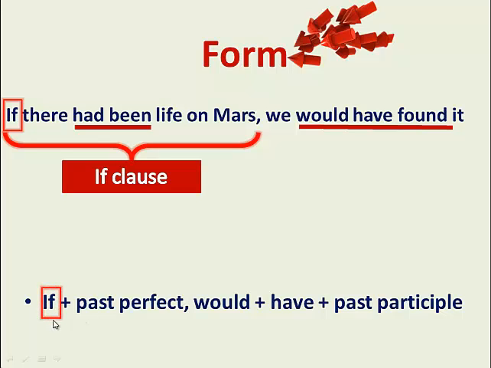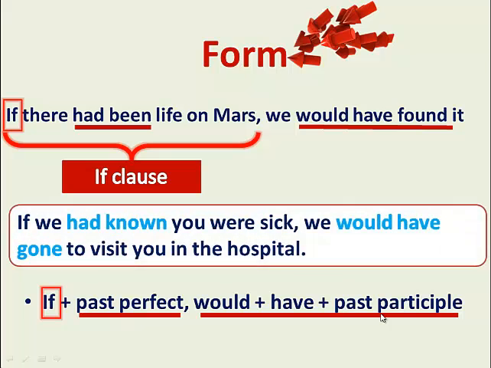In this sentence, we used if, and then the verb was in the past perfect tense, and in the main clause, we used would have followed by the past participle. Here is another example. If we had known you were sick, we would have gone to visit you in the hospital.